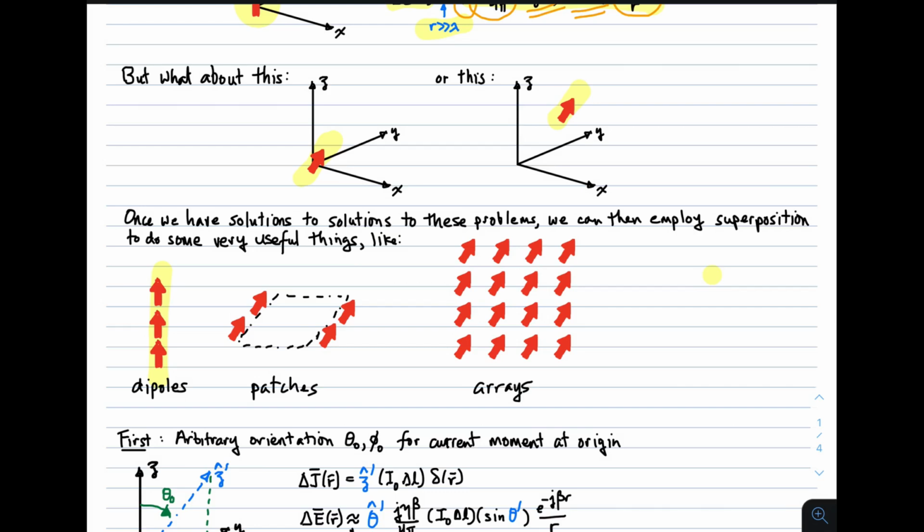We can also model things like patches. A broad class of patches can be modeled as current moments lined up along two opposite edges of the square patch. We can also use current moments to represent arrays. So a very broad class of problems can be treated as superpositions of current moments with arbitrary orientation and position.